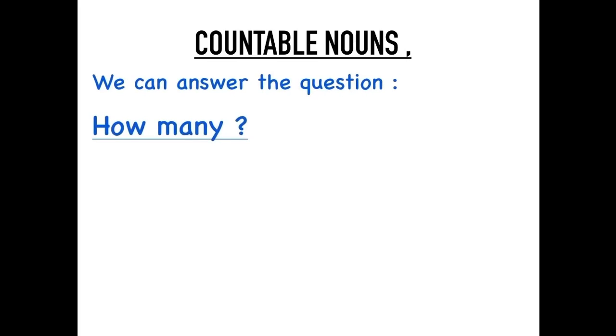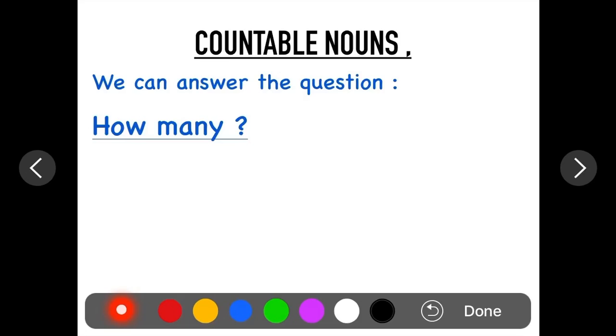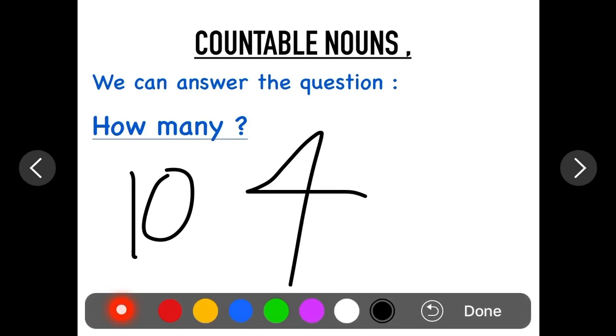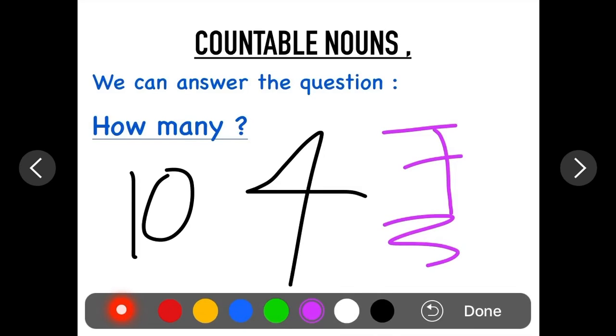Moving on, for the countable nouns, we can answer the question how many. For example, how many books do you have in your bag? 10 books. How many oranges do you have on your plate? 4 oranges. How many apples do you have in your house? 7. How many pens do you have in your bag? 3. So we can answer with numbers. These are the countable nouns.